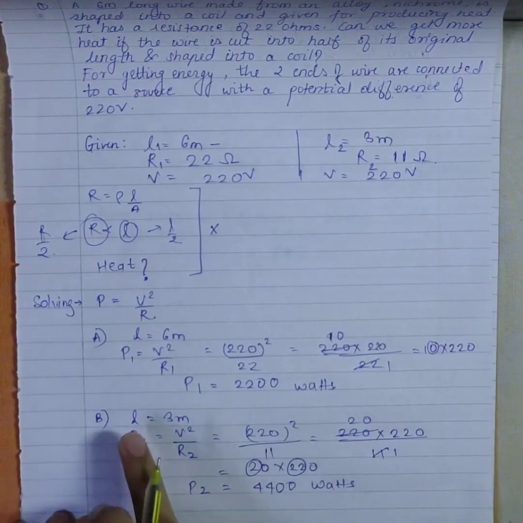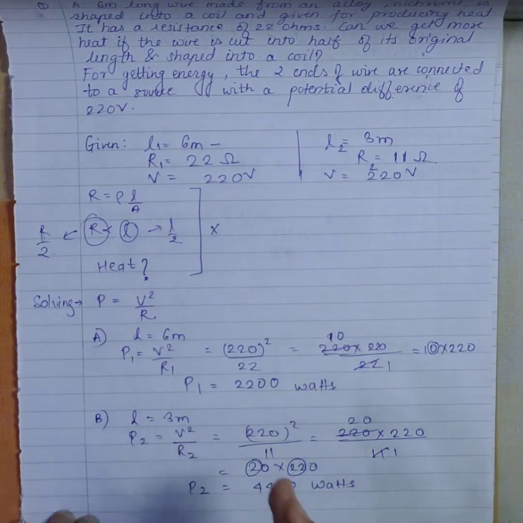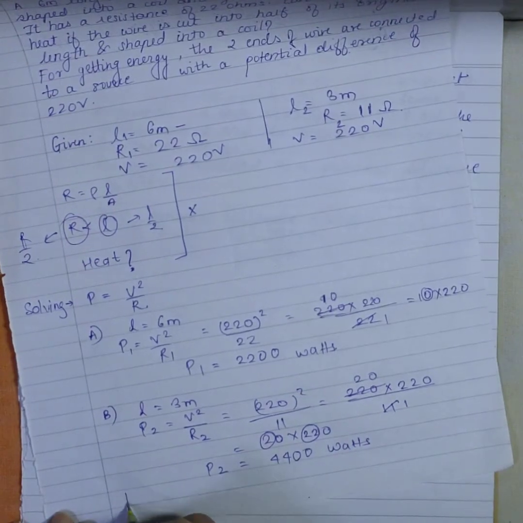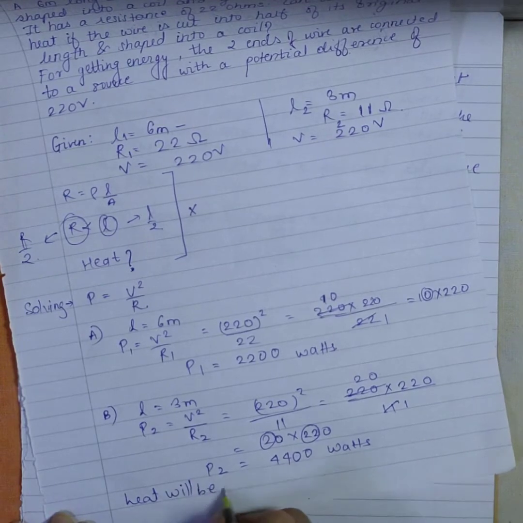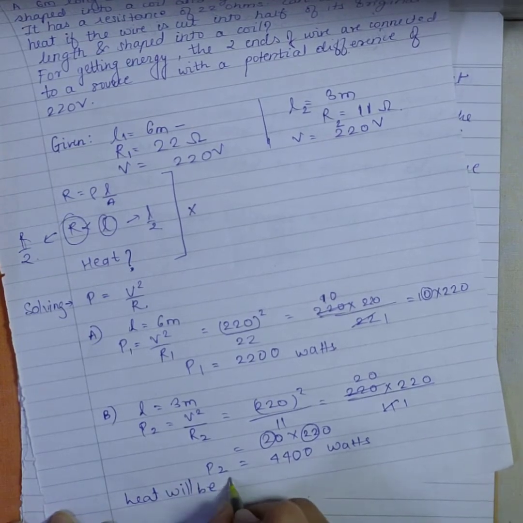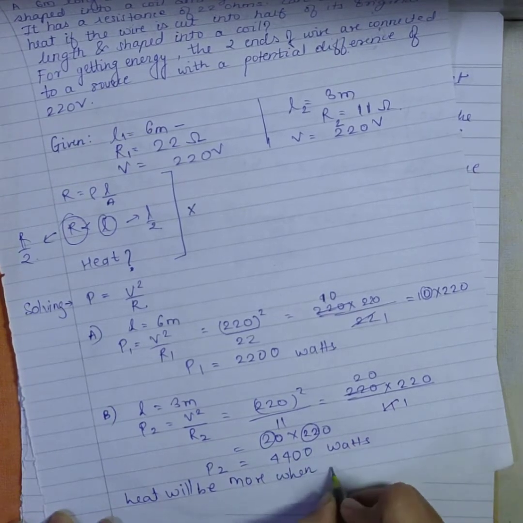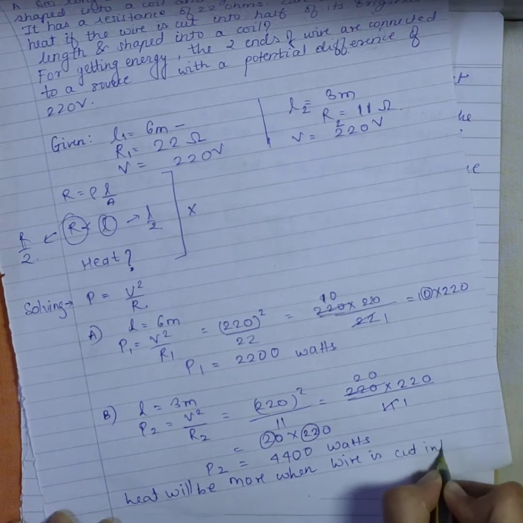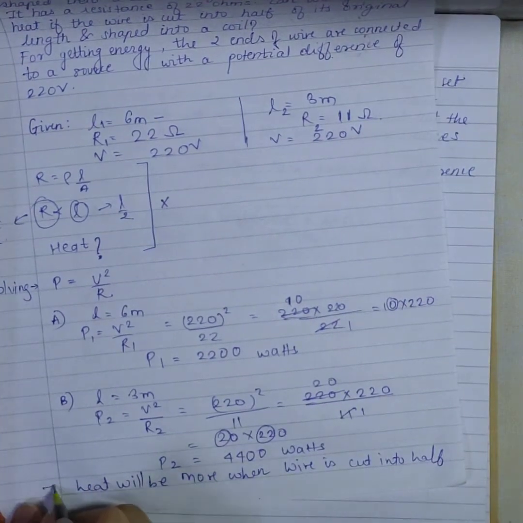Now you can decide which power is more. Obviously, when the length is 3 meters, or when the wire is cut into half, my power is greater. This means that heat will be more when the wire is cut into half. Okay, so this is my conclusion.